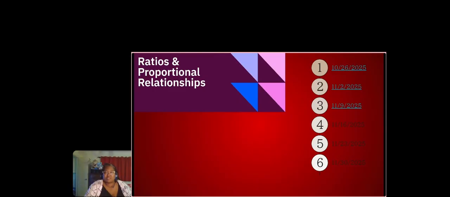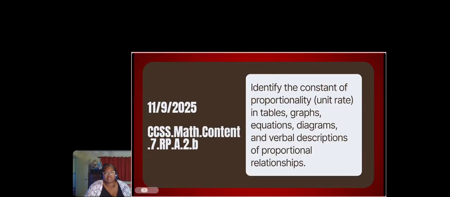Our overall objective is ratios and proportional relationships, and for today, our objective is to identify the constant of proportionality or unit rate in tables, graphs, equations, diagrams, and verbal descriptions of proportional relationships. So let's look at an example here. Pretty much this is telling us that we're going to be looking at unit rate, and we're going to use any number of choices for tables, graphs, equations, diagrams, and verbal descriptions of these proportional relationships.